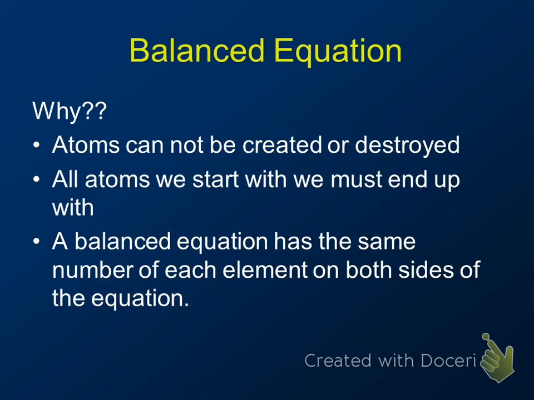So I'll repeat this one more time for those of you still writing. Atoms cannot be created or destroyed. All of the atoms that we start with in a chemical reaction, we're going to end up with. All of the reactants will be present in the product side. They will be rearranged, but they will be present. So therefore, a balanced equation is going to have the same number of elements on both sides of the equation.